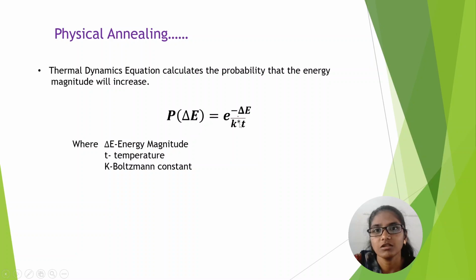T is the temperature, the variable parameter. When the temperature rises, the probability function is more. When the temperature slowly cools down, the probability function is less. Here K is the Boltzmann constant, a constant value equal to 1.38 into 10 power minus 23 joule per Kelvin. Joule per Kelvin is the unit for heat.